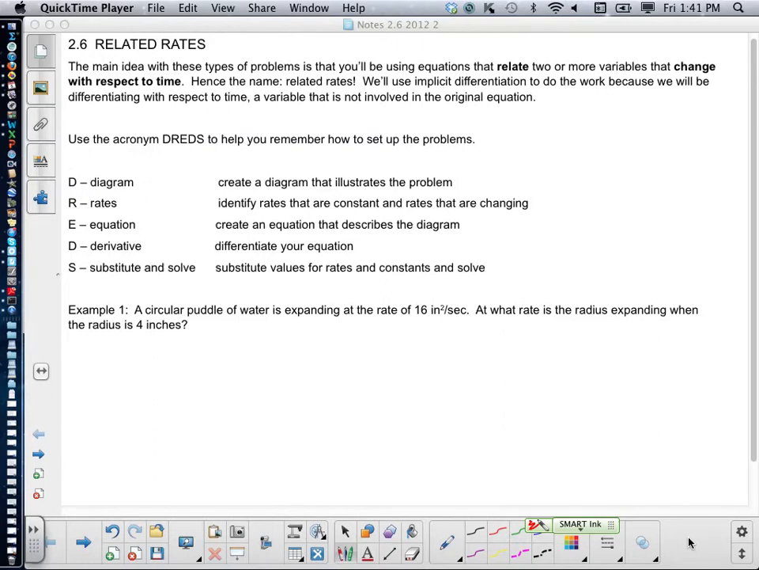So with related rates, the idea here is you have something moving, you have a dynamic situation. You may have one rate that's changing, you might have two rates that are changing, you might have everything changing, you might have some things constant. So we're going to look for trying to identify what's constant and what's variable in each problem. This acronym is going to help you to solve.